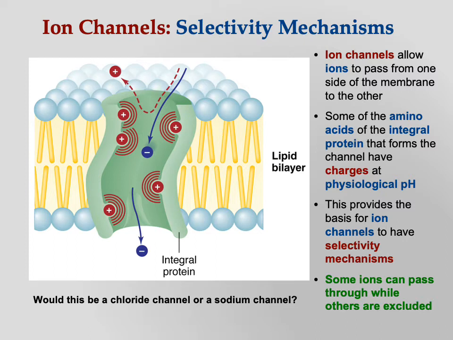We're going to see that the action potential is controlled by having channels that are selective for certain ions, and that's how it's going to work. So here's how channels can be selective. This would be a chloride channel.